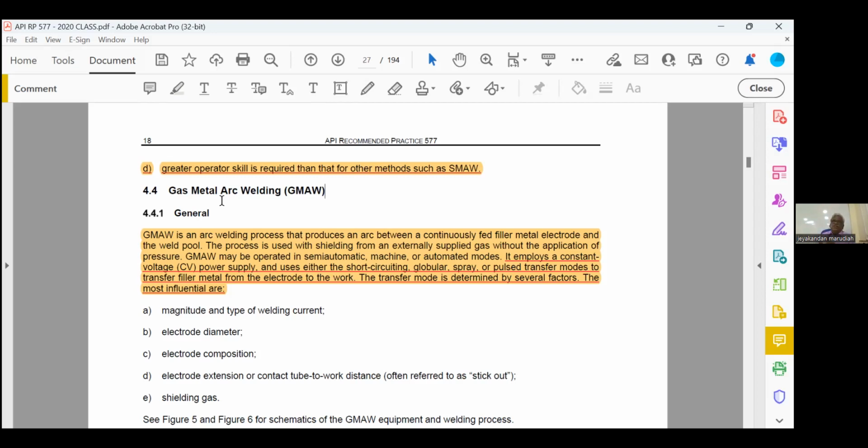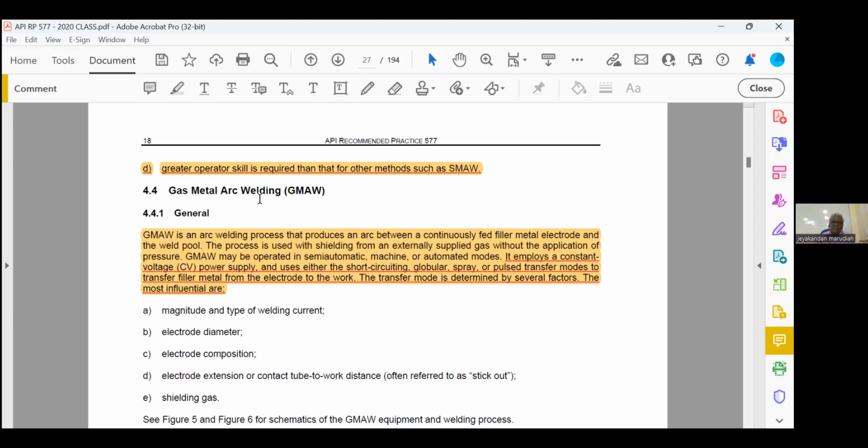Now, GMAW short circuiting we can use in all positions, but we cannot use in all thicknesses. It is suitable for only low thickness. Spray transfer you can use in all thicknesses, but not in all positions. So they combine together. That is called spray transfer, pulsed arc. Pulsed arc means the equipment automatically controls the current based on the thickness and the position. So these are the key points you should know.